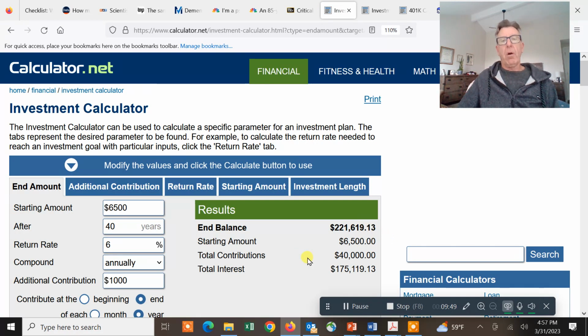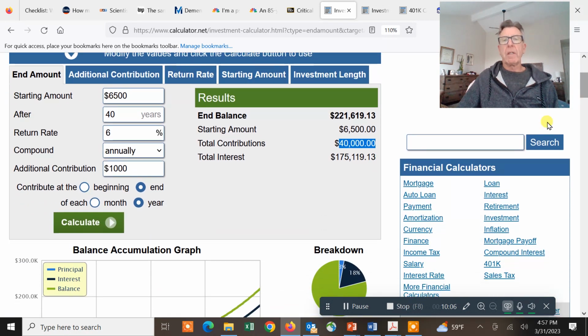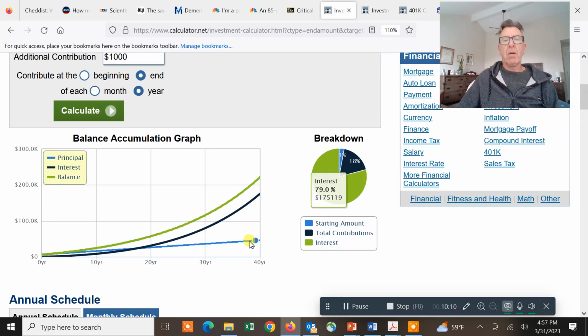Okay, so in total I put in $40,000. My end balance, after 40 years at 64 years of age, I started at 24, is $221,000. This is just letting the stock market churn and make the money. My total interest was $175,000. Okay, so you see right here, I didn't put that much in.